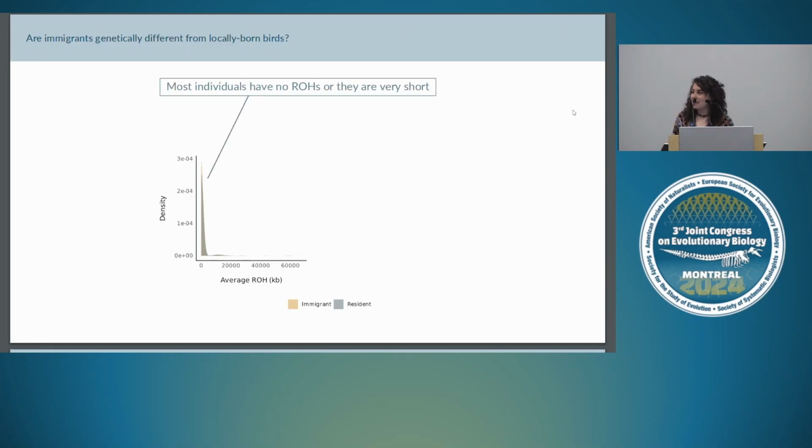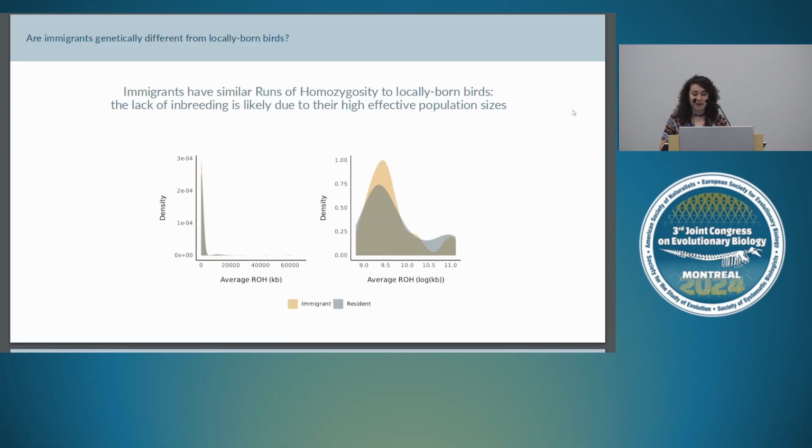So here what we see is that most individuals don't have runs of homozygosity, or they are very short. That indicates that there is not much inbreeding. And then I'm going to take the logarithm of the runs of homozygosity to get rid of the zeros as well and be able to visualize that nice tail. And what we see is that immigrants and residents don't differ that much. So we don't see much inbreeding, and this is likely due to their high population sizes, both for the immigrants and for the residents.